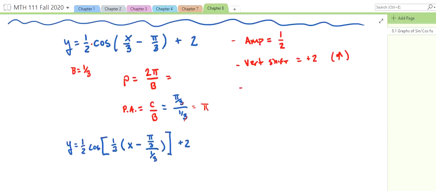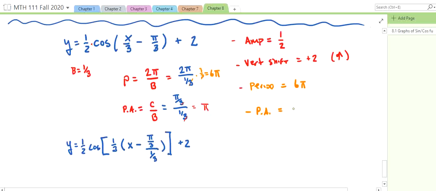And here our period is 2 pi divided by b, which is 1 over 3. So I can multiply this essentially by 3 over 3, which is the same thing as multiplying by 1. This cancels with that. So this equals 6 pi. So 6 pi is our period. So our period equals 6 pi, and our phase angle equals pi.